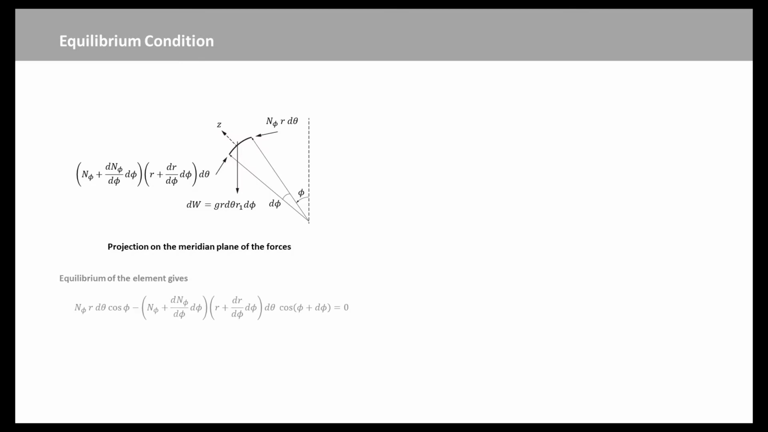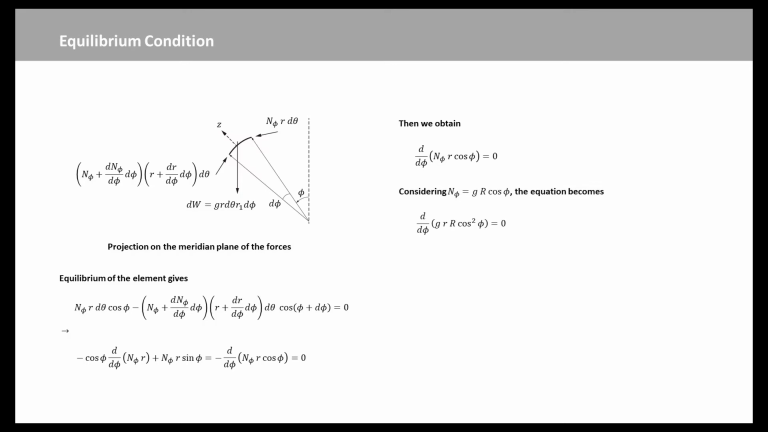From the figure, we have this equilibrium equation. After simplification, we have this expression. Because N phi equals G times R times cosine phi, the equation becomes this expression. Thus, we derive the condition on the slice of unit magnitude, theta equal to 1 rad, so that G times r times R times cosine phi squared equals H.